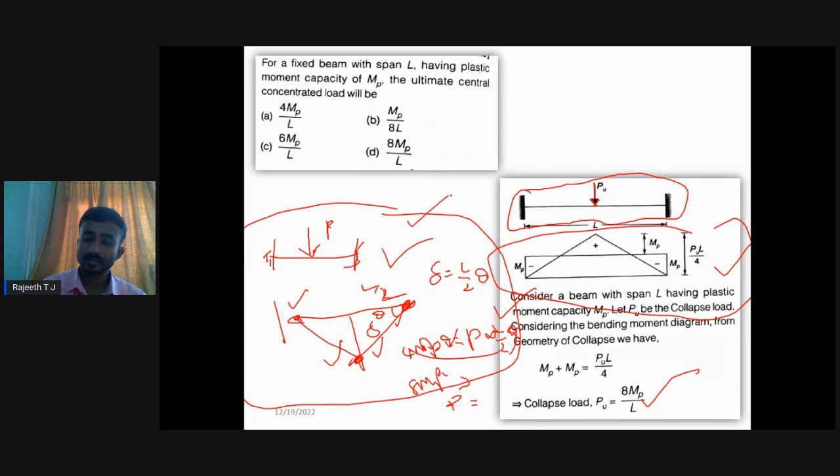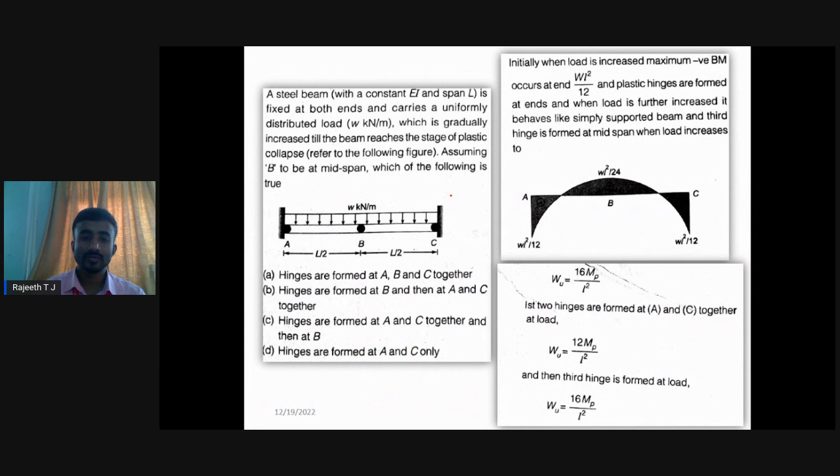Now, in the next problem, we need to identify where we are going to get the plastic hinges in a beam. We already know plastic hinges form at fixed ends and under the maximum load. Here the given condition is: the steel beam with constant EI and span L is fixed at both ends and carries a uniformly distributed load, which is gradually increased till the beam reaches the stage of plastic collapse. Assuming B at midspan, which of the following is true?